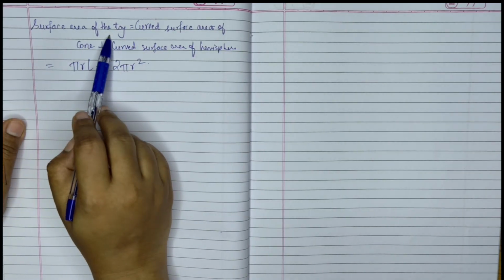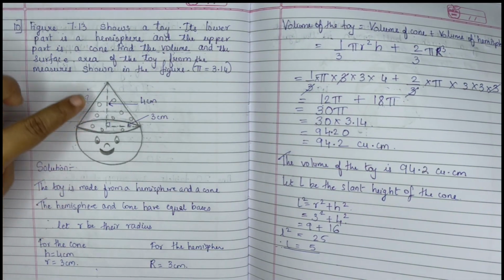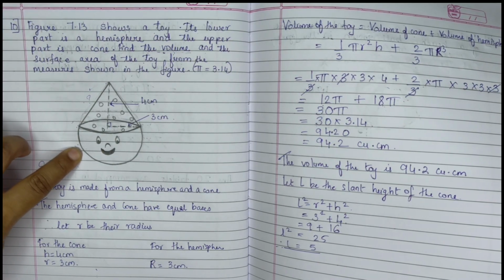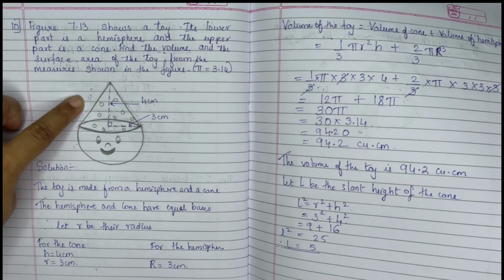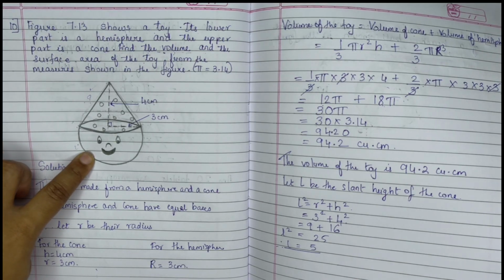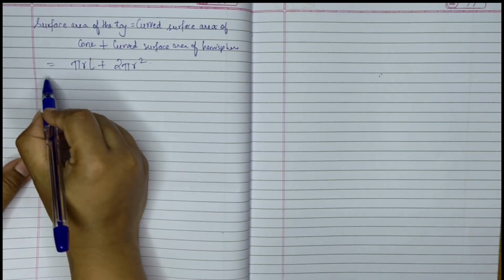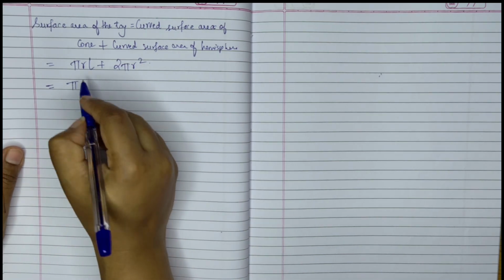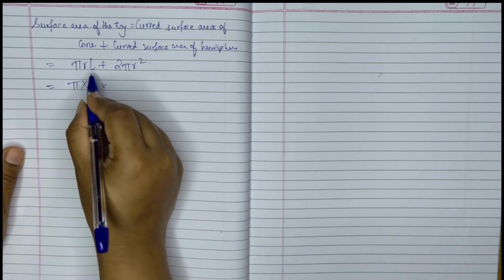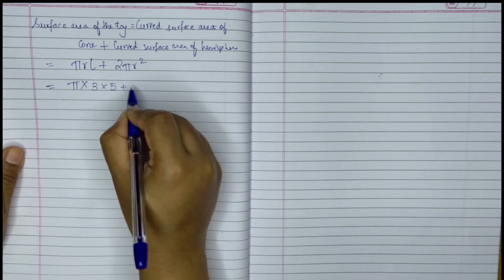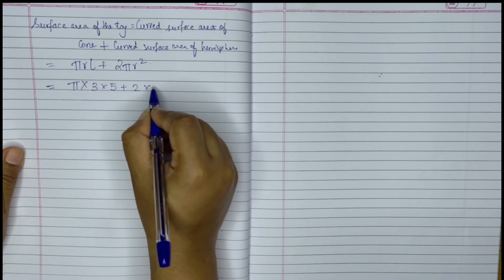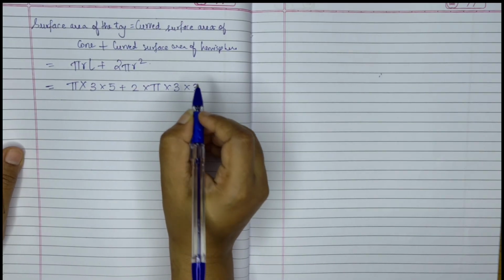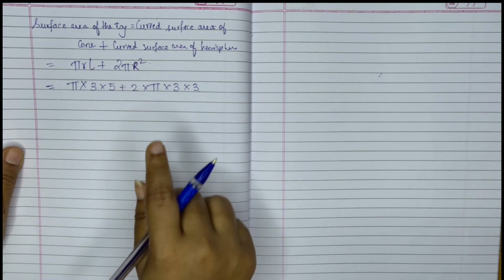So the surface area of the toy will be curved surface area of cone plus curved surface area of hemisphere. Curved surface area is pi r L plus curved surface area of the hemisphere is 2 pi r square. So now we will put the values. Okay, pi keep it as it is. Later we will multiply it with 3.14. Radius, we know radius is 3 and L, that is the slant height, we got 5, plus 2 multiplied by pi again as it is, and radius is again 3 into 3. Okay, we will take capital R for hemisphere.